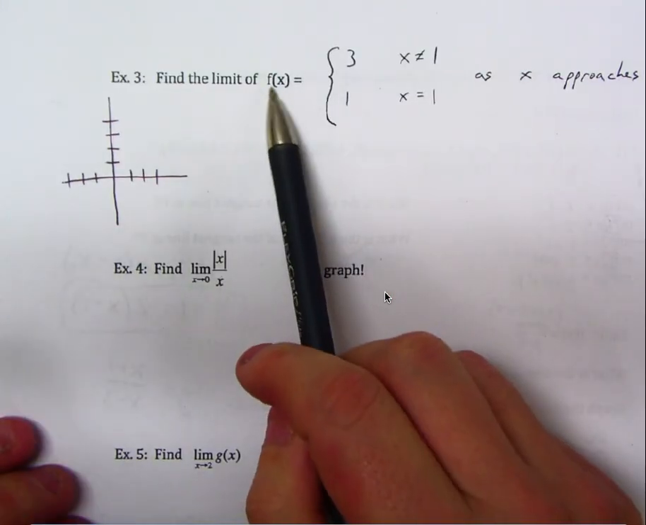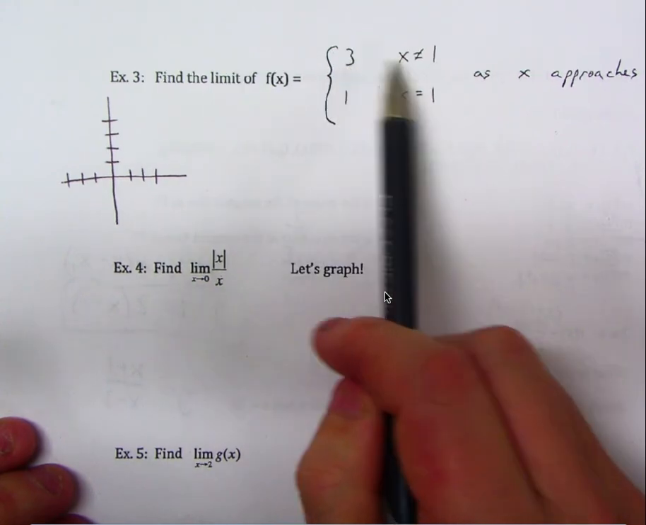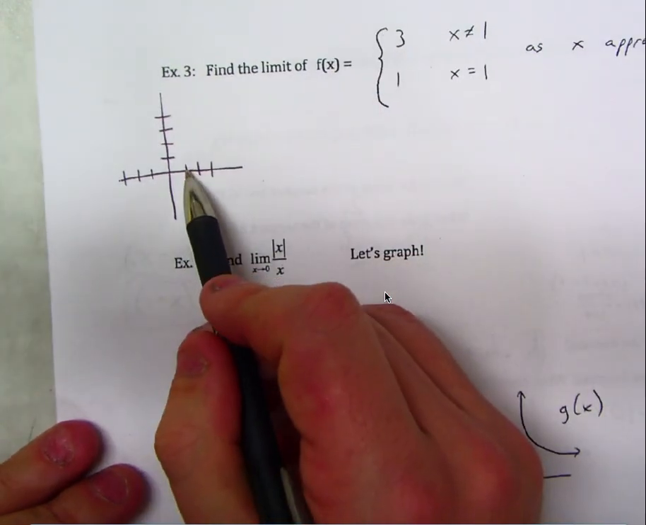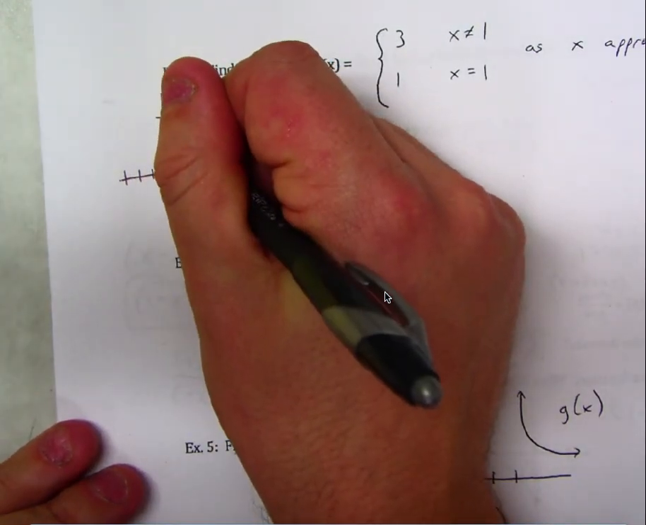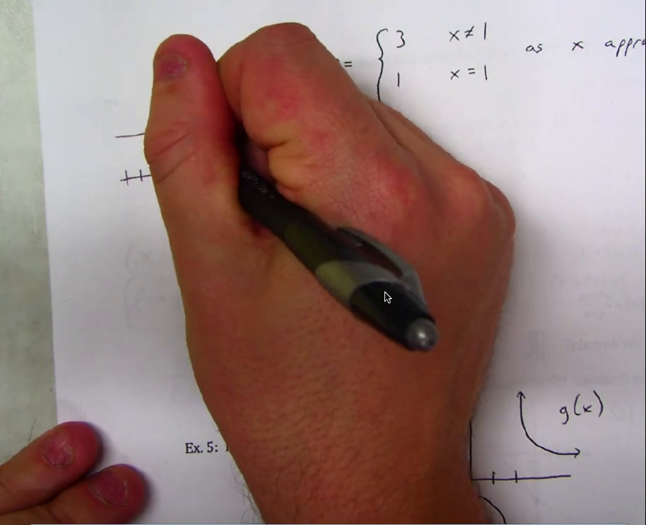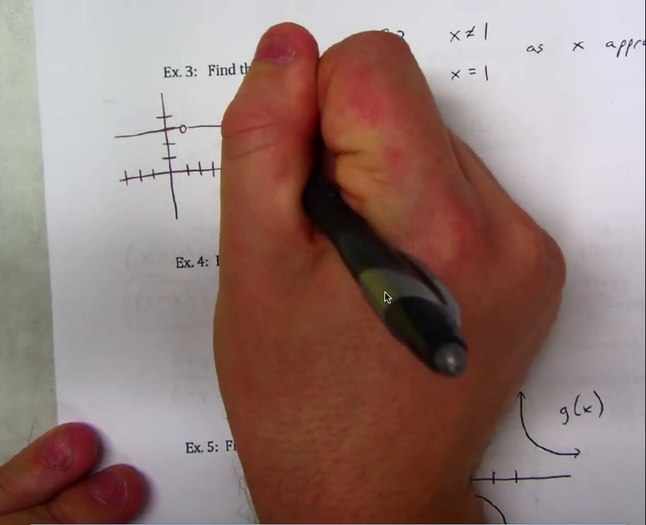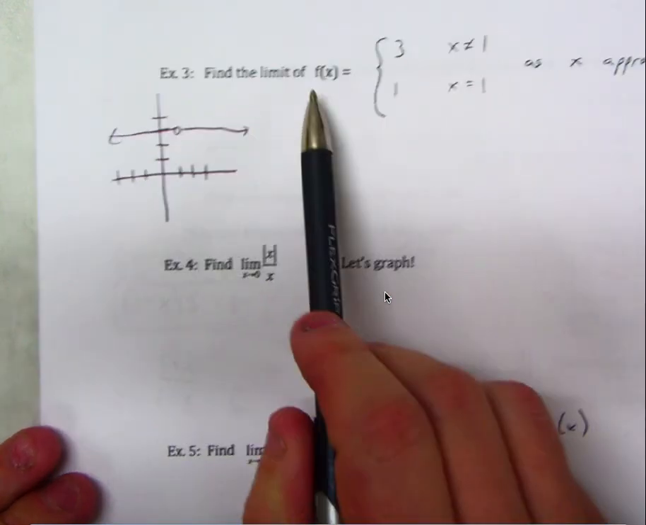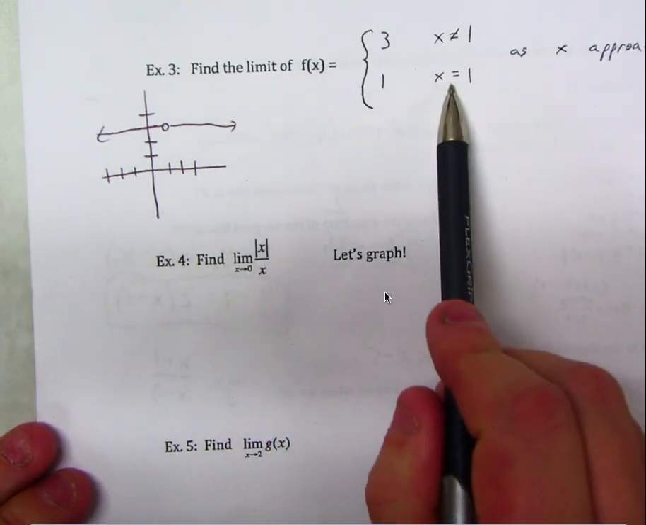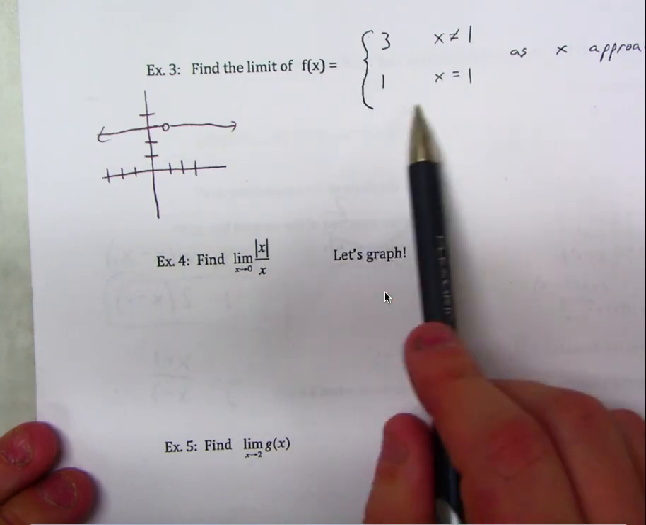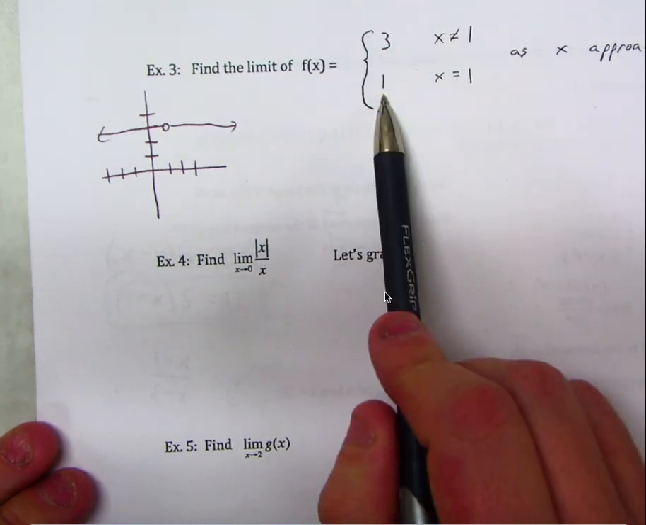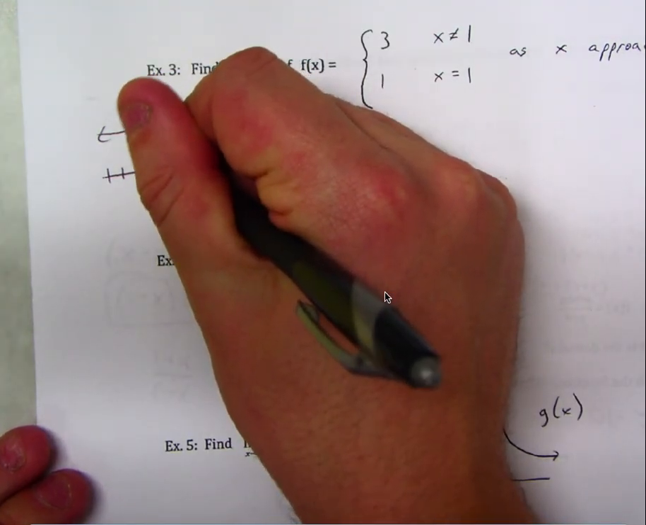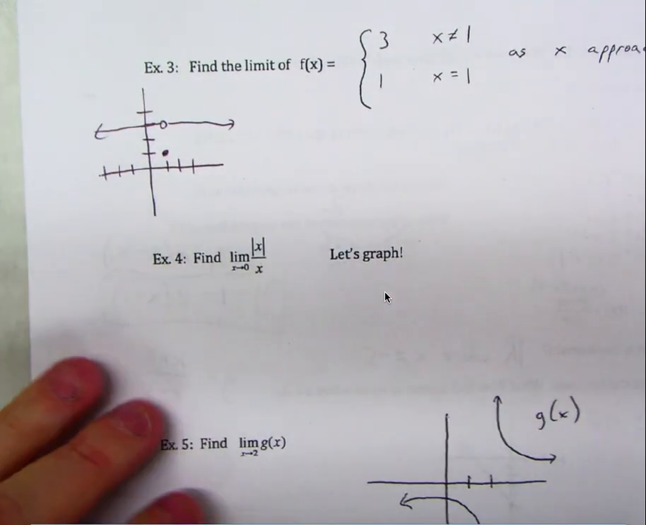So I want y to be 3 everywhere except x equals 1. So this is the horizontal line y equals 3, except at 1. So at (1, 3), there's a hole. So it's the line y equals 3 everywhere except at 1. That's the first piece right here. And then the y value equals 1 when x is 1. So they're giving me a point right here. They're saying only at x equals 1, the y value is 1. So at 1, the y value is 1. There's a point right here. So there's the graph of this piecewise function.